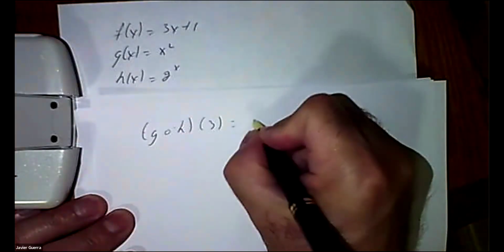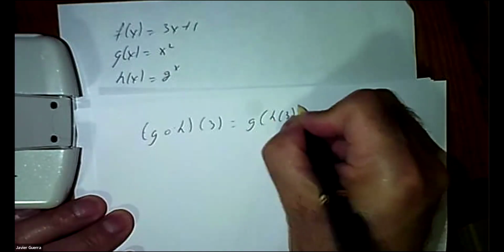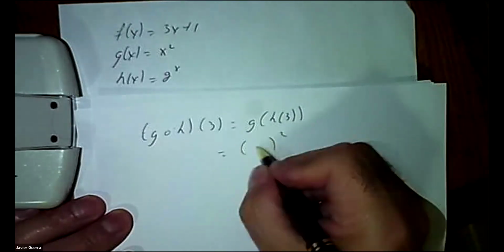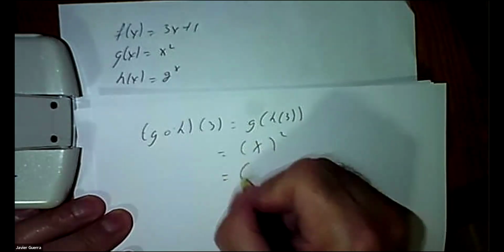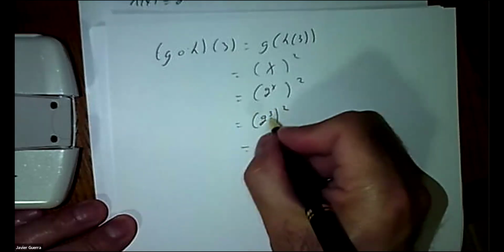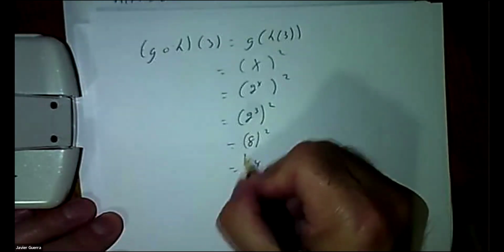Let's take a look at it. All right, so I'm going to go ahead and do G parentheses H of 3. I'm going to write my G of X function first. It's X squared. I'm going to take out the X, and I'm going to substitute my H. My H is 2 to the X, and I need to substitute a value of 3. So this is 2 to the third, squared. So I'm going to go ahead and compute this. That would be 8. 8 squared is 64.